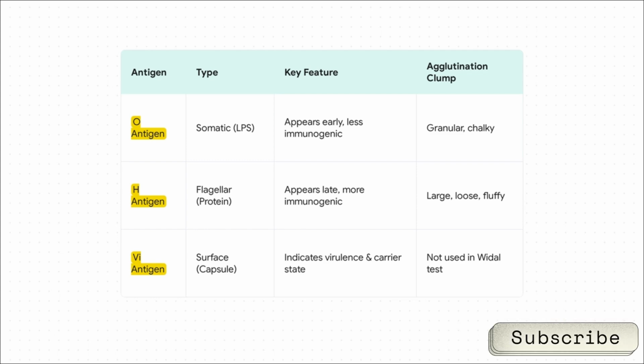For your practicals, the key takeaway is what the clumps look like. O is granular and chalky, H is big and fluffy. And that V antigen, think of that as its invisibility cloak. It signals virulence and tells you someone might be a chronic carrier.